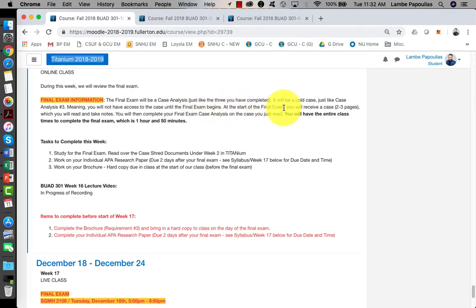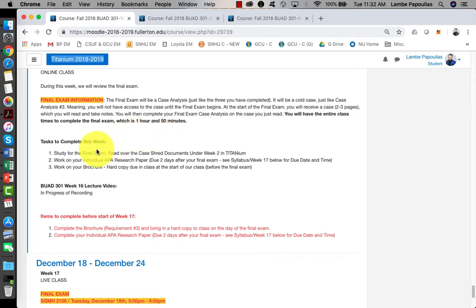At the start of the final exam, you will receive a case, which will be approximately 2 to 3 pages, which you will read and take notes. You will then complete your final exam case analysis on the case you just read. You will have the entire class time to complete the final exam, which is 1 hour and 50 minutes. So please keep that in mind. You will have the entire exam time.